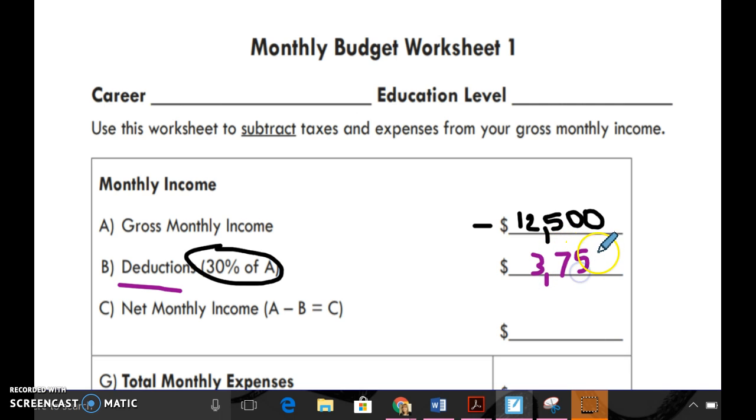And then I have to subtract those. That tax is coming out. So whatever you got for your monthly, you multiply it times 30%. Once you get that, you need to subtract that. And when I subtract those two, I get $8,750.